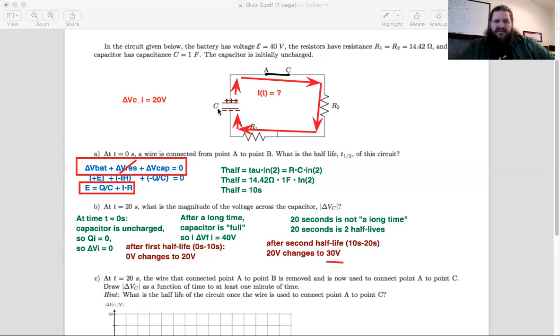At this point, our loop rule equation would look almost the same, except we don't have a battery. We just have delta V resistor plus delta V capacitor equals 0. And if you fill in the negative IR and the negative Q over C, and then solve for one of those terms, you could get Q over C equals negative IR.